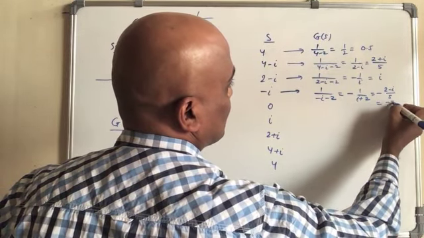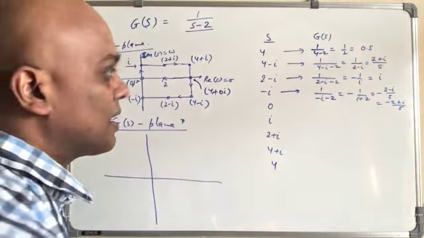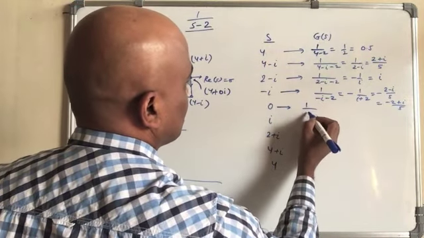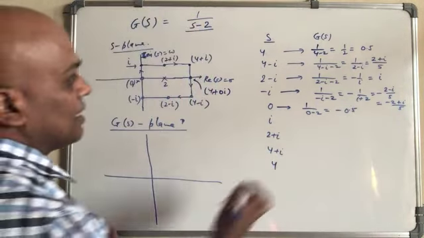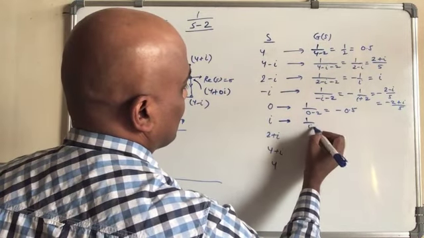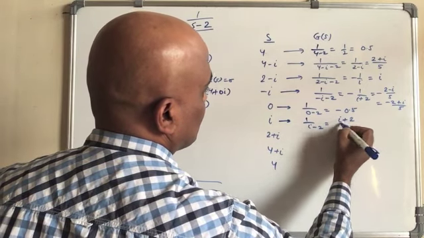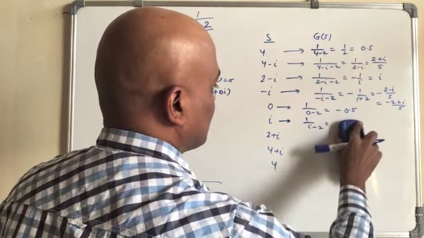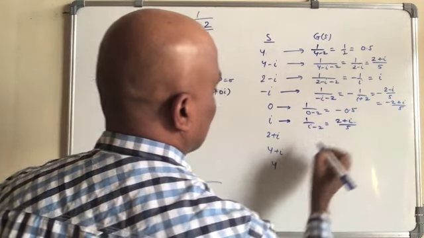Okay, so minus 2 plus I over 5. Yeah, okay. At 0, when you have 1 over 0 minus 2, that is equal to minus 0.5. Now for I, when you have 1 over I minus 2, that becomes 2 plus I over 5. So we write it like this, 2 plus I divided by 5.